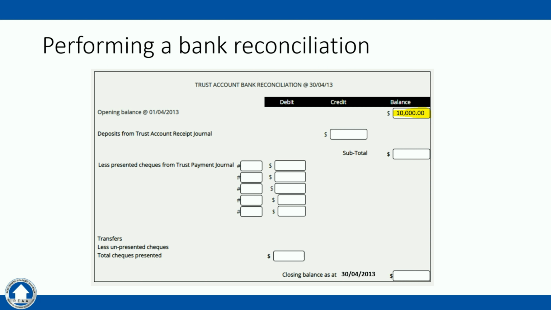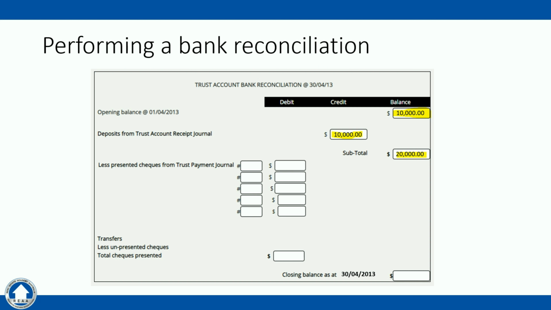So in our example, we're going to use $10,000. The next thing that we need to look at is how much money have we received into the trust account for the month. We're going to assume that's another $10,000 that we're going to have received by way of rental payments, deposits for purchase of property, etc., which gives us the subtotal of our opening bank balance plus our receipts journal total of $20,000.